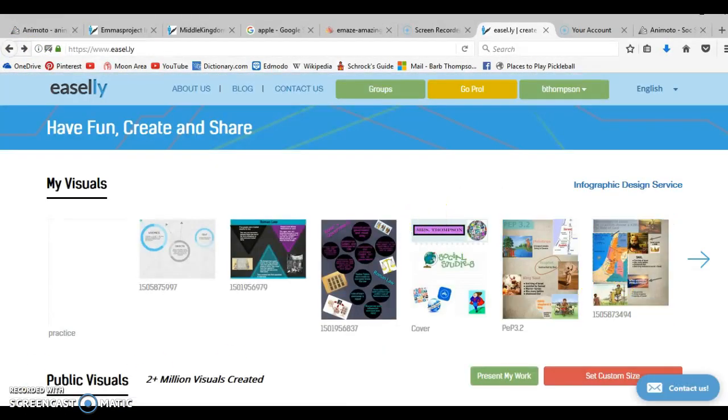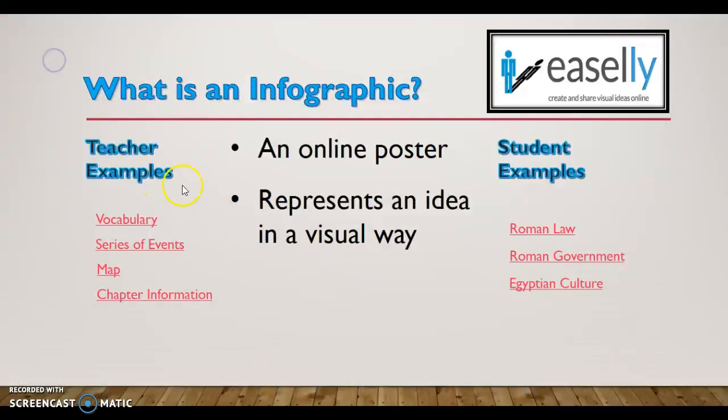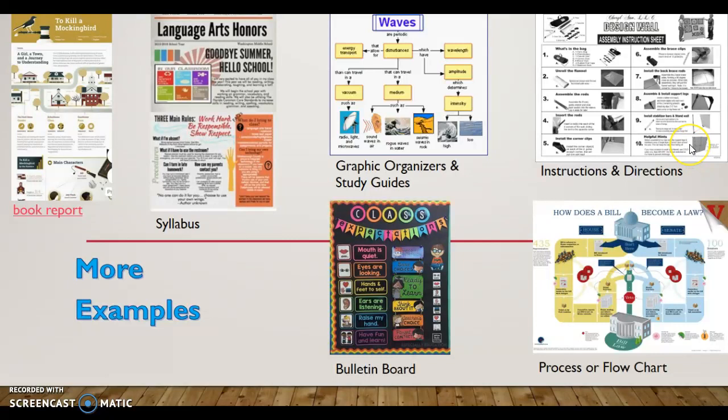In addition to that, we've got some other examples and ways that you could use these online posters or infographics. An excellent way to use it is as a book report. So all of the information the students have to retell about the book or the story or the characters, they could do on a poster. Also, I saw that this was a great way to create a syllabus, because right now my syllabus is pretty boring, so I thought this might help to make it look a little bit more interesting in the beginning of the school year. Then also students can use it to create graphic organizers and study guides.